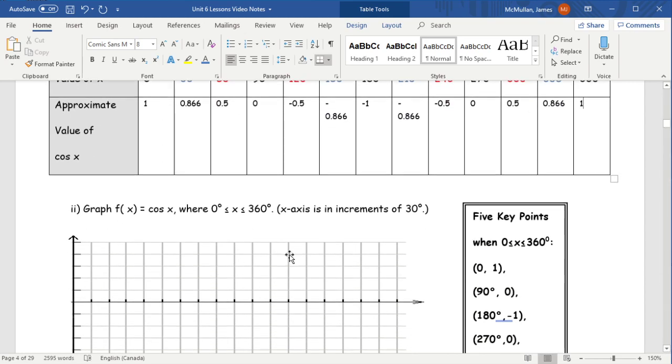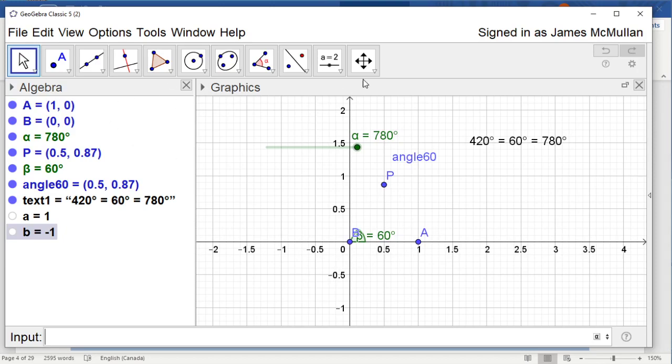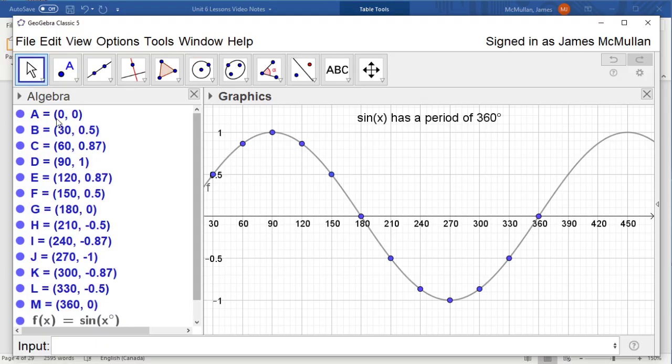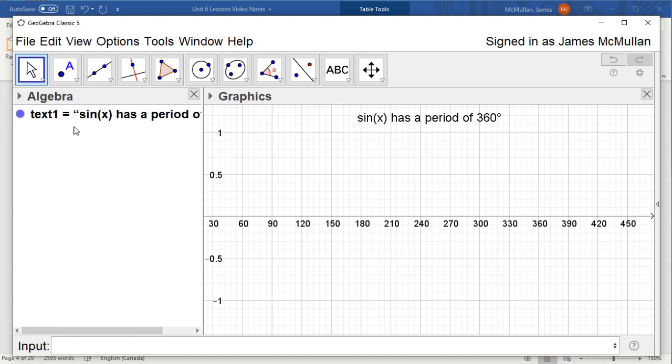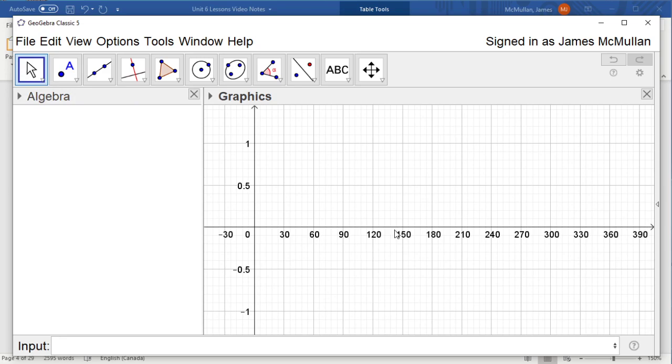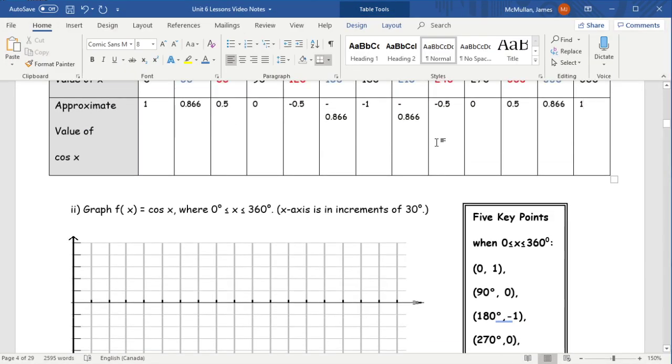Now again, let's draw it together. Let's go back to this one. So again, I'm going to delete all these points. We'll get rid of sine. We'll get rid of this. And you just draw with me as we go through cos based on our table here.